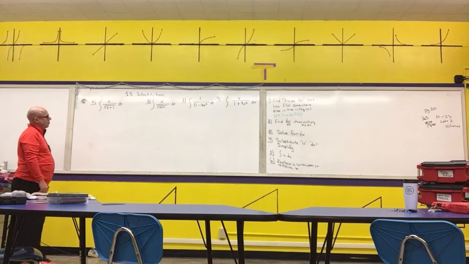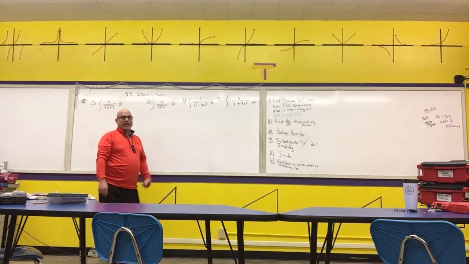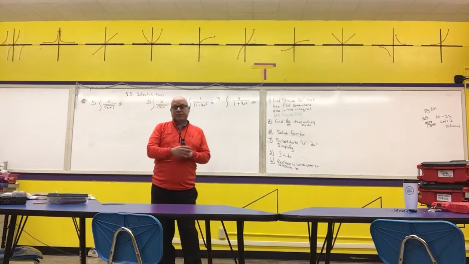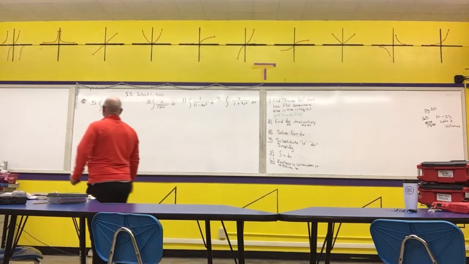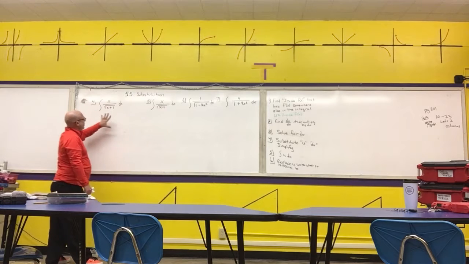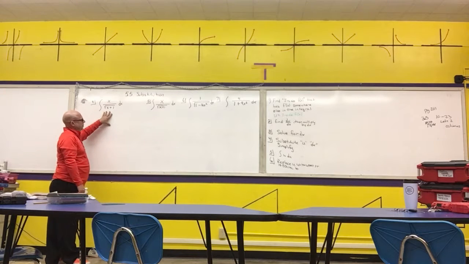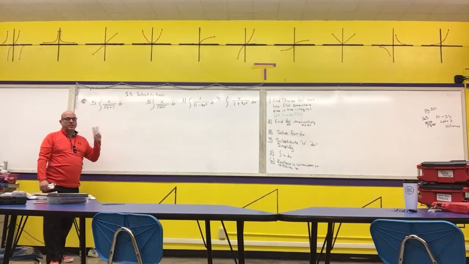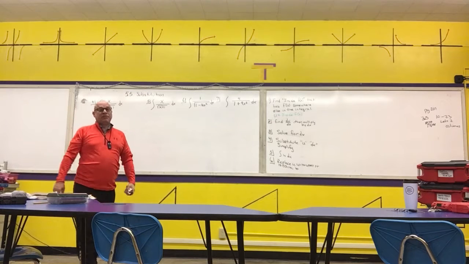So the next 4 problems are a little more difficult. We actually have to do a little bit of thinking first. Notice 4 and 5 are identical. They are the integral of x over the square root of x plus 1 dx. I'm going to solve it 2 different ways by making 2 different substitutions.